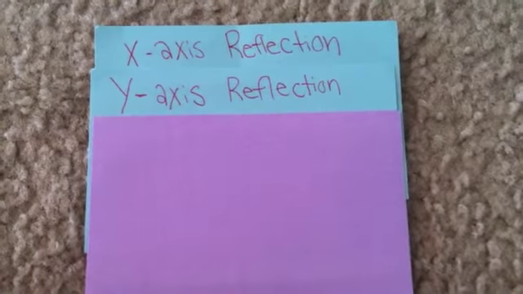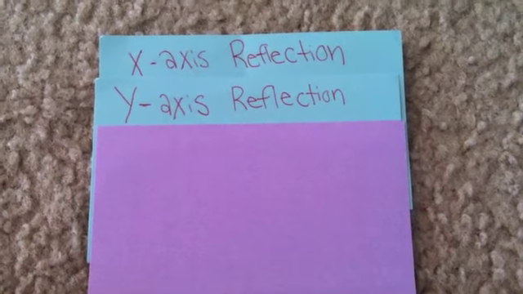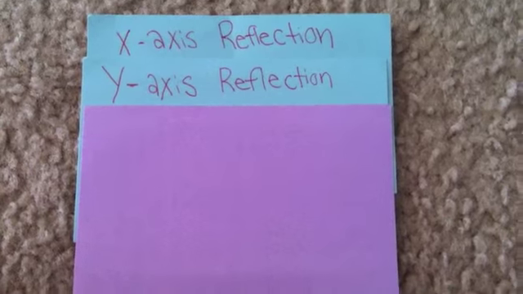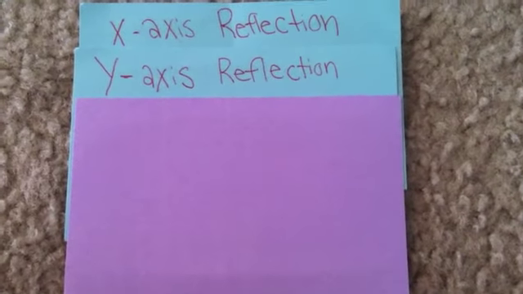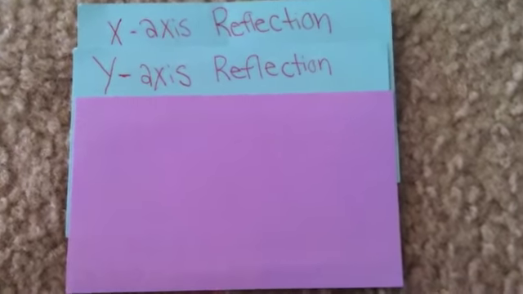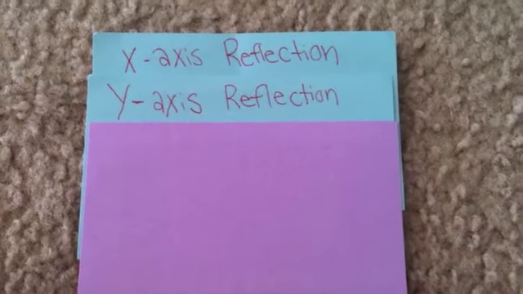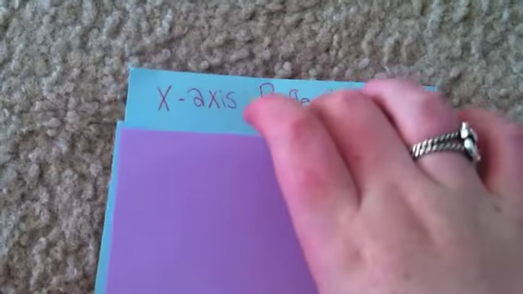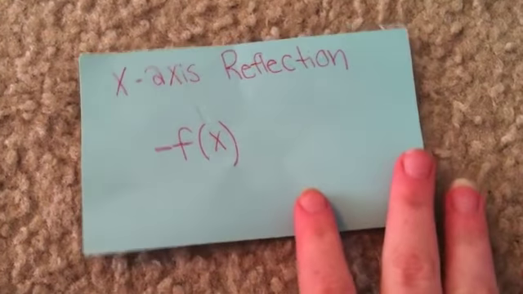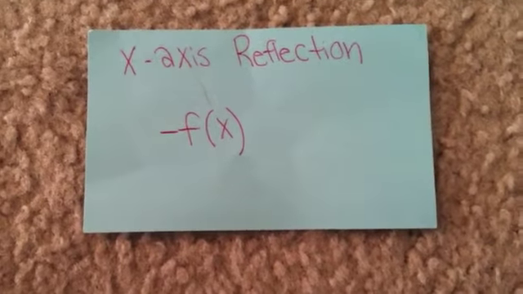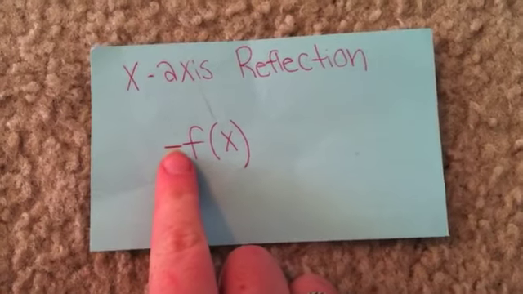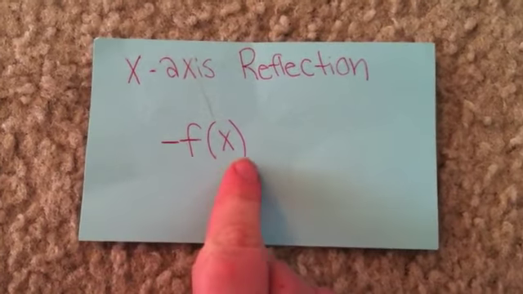So let's begin by talking about reflections. You can probably remember reflecting things on a graph from when you were in like 3rd grade, but you probably didn't learn these formulas, and if you did, good for you. We're going to start off with an x-axis reflection. An x-axis reflection is negative f of x. This negative sign applies to both the f and the x.